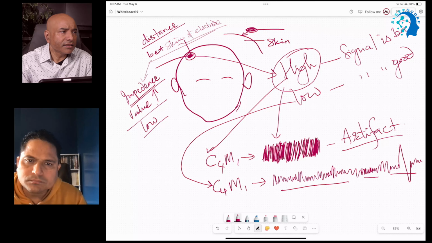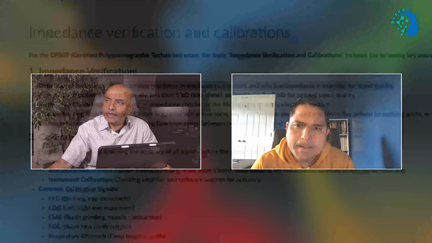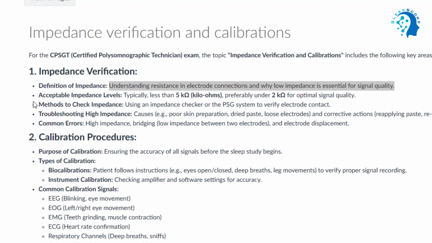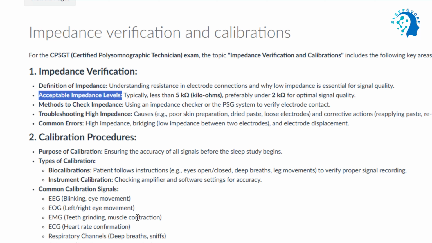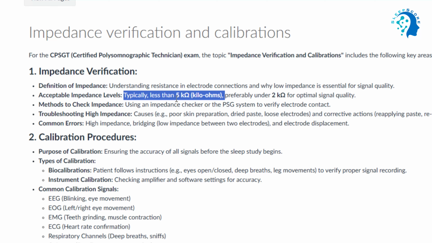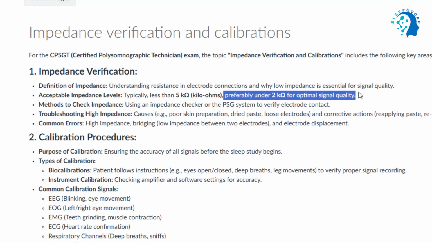Now the next thing: what does low impedance mean? Let's check the acceptable impedance level. The acceptable impedance level is typically less than 5K. This is the standard, 5 kilo ohms. But preferably, it has to be lower than 2K.